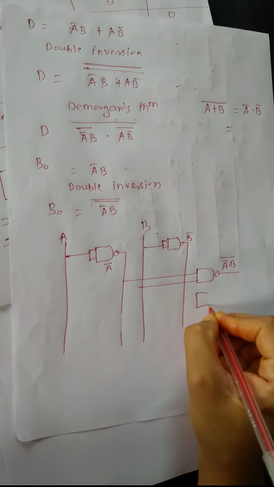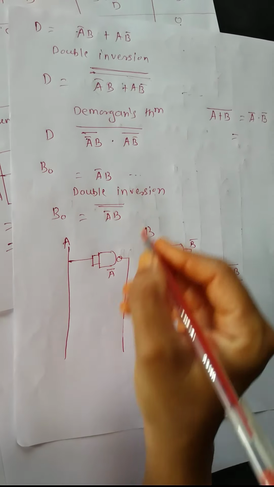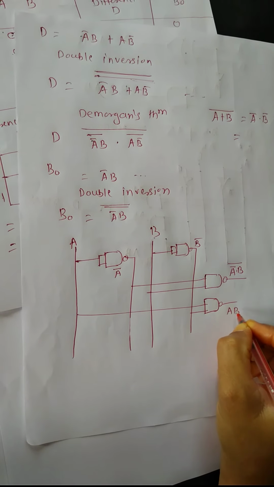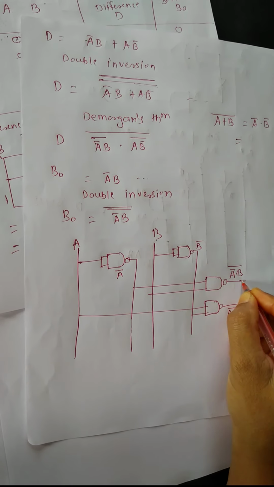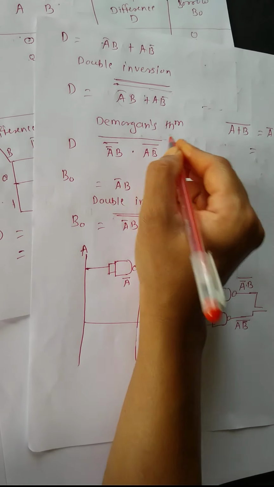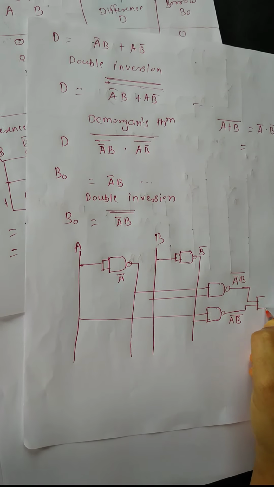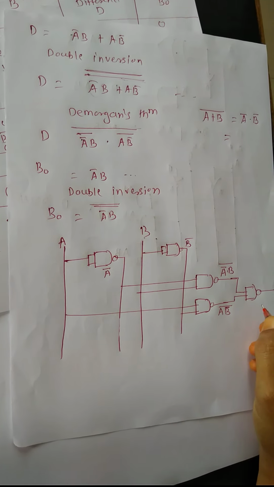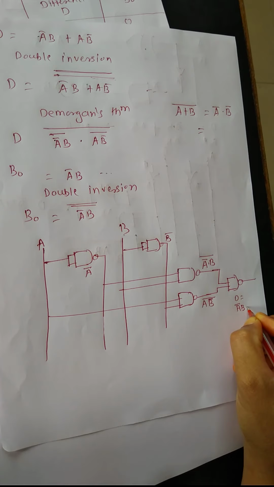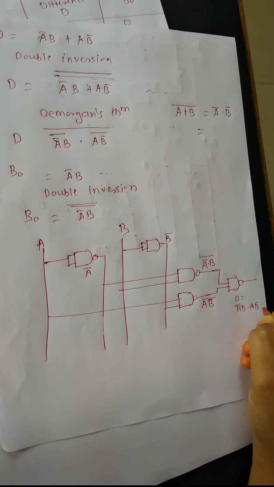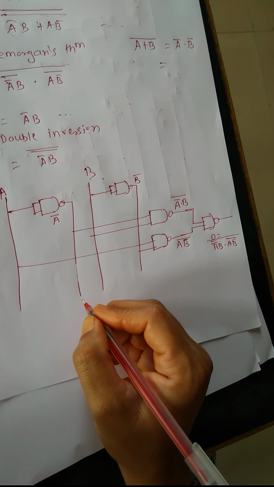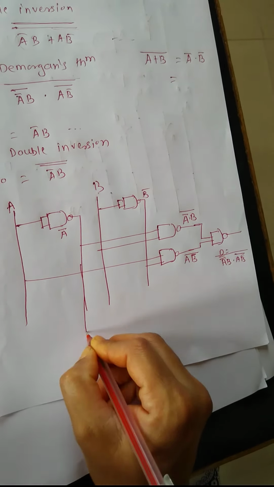Next term A B bar, the output of A B bar bar, and there is one complete bar, so we connect one another NAND gate. So the complete equation for difference is A bar B into A B bar, one bar, and one complete bar. This is the difference equation.